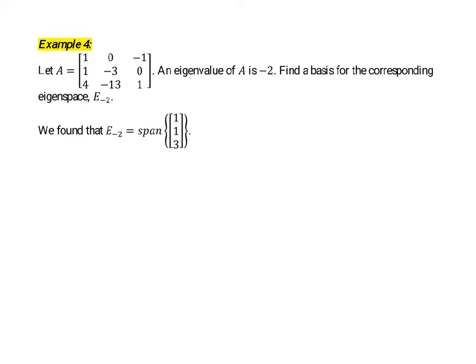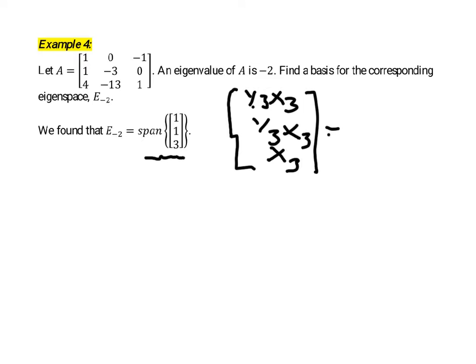In the last example video, we found that the eigenspace for this matrix corresponding to the eigenvalue negative 2 is the span of this one vector 1, 1, 3. We actually found first that all eigenvectors for this matrix corresponding to the eigenvalue negative 2 had this form, so 1/3 x3, 1/3 x3, and then x3. This was the original form that we found for the eigenvectors.